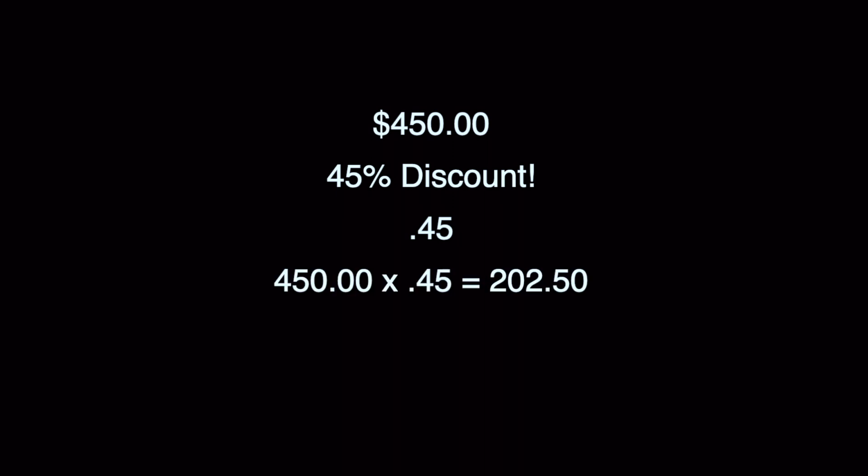Let's look at another example. Aslan has learned that the $450 purse she'd been wanting is finally on sale at a 45% discount. How much will the purse cost now? What's the first thing we do? That's right, convert the percentage to a decimal. 45% becomes 0.45. Now what should we do? Correct! Use multiplication. 450 times 0.45 equals 202.50.